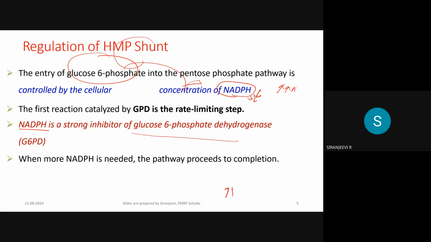The same way, NADPH is a strong inhibitor of glucose 6 phosphate dehydrogenase, which means more NADPH in the system will inhibit this enzyme, in such a way that I have enough NADPH, don't produce it. So that's why NADPH is called a strong inhibitor of glucose 6 phosphate dehydrogenase. When more NADPH is needed, the pathway proceeds to completion.